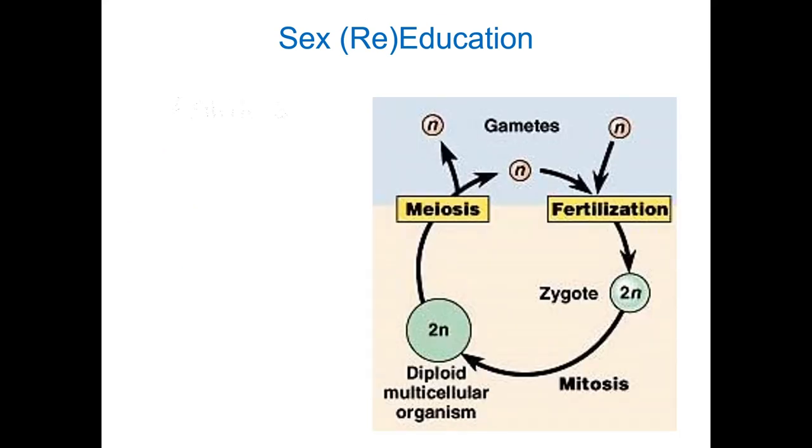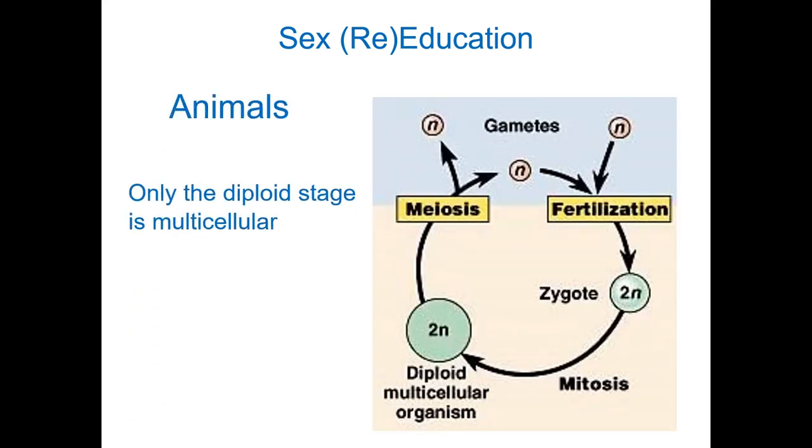Here's a somewhat simplified version of that. So only the diploid stage is multicellular, and that is the dominant stage in the life cycle. We have these single-celled haploid gametes that immediately come back together to form a diploid zygote, and then mitosis brings us back to the diploid multicellular stage.